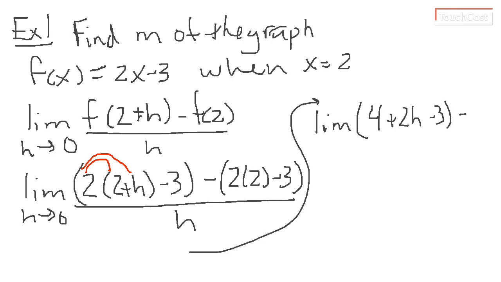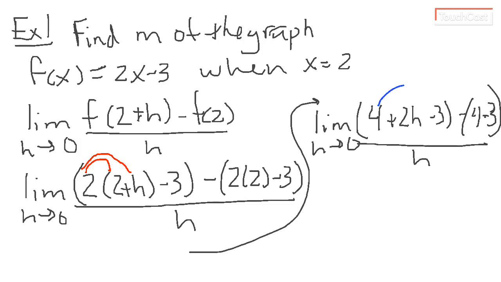minus, let's clean up the other parentheses too. 2 times 2 is 4, minus 3. We're going to put all of that over h. We're going to say h approaches 0. Now let's clean up what's in our parentheses. In this first set, we can go 4 minus 3, and then in the other set we do the same thing, 4 minus 3.